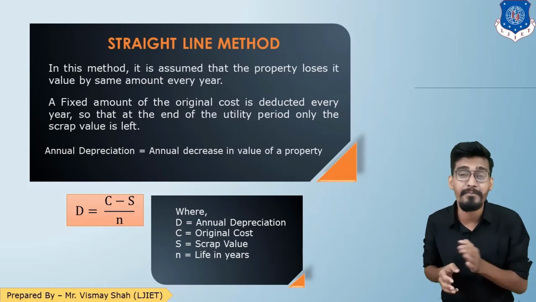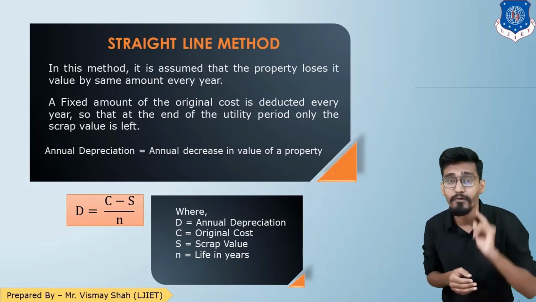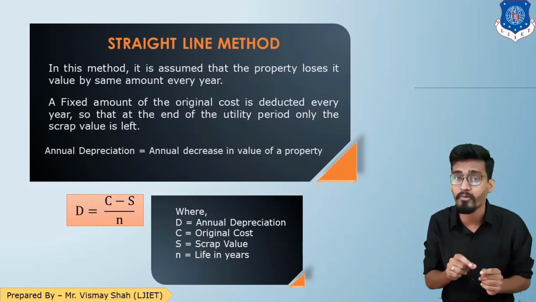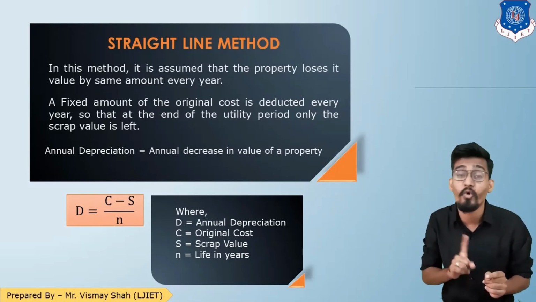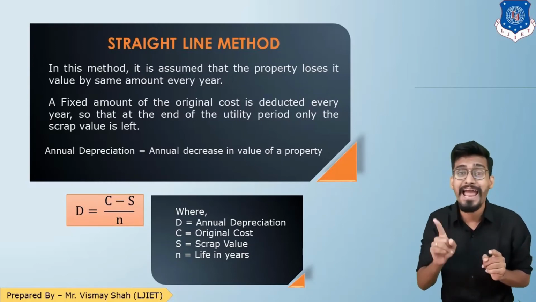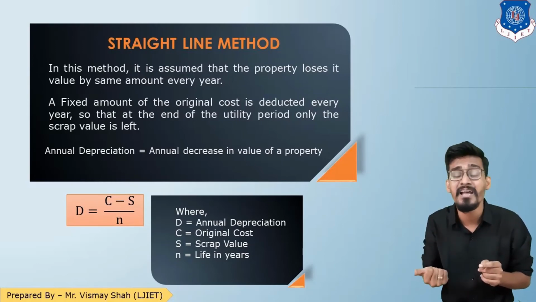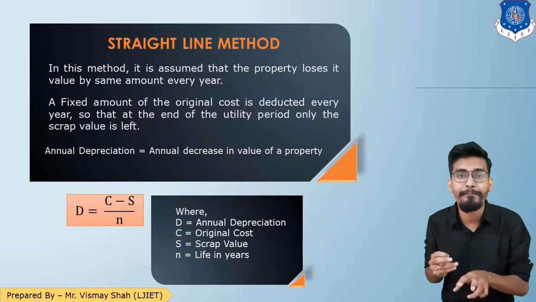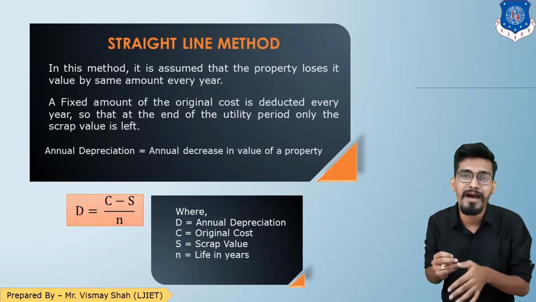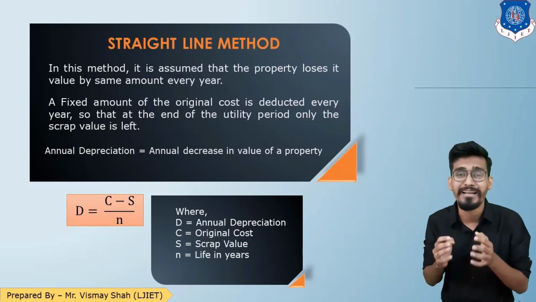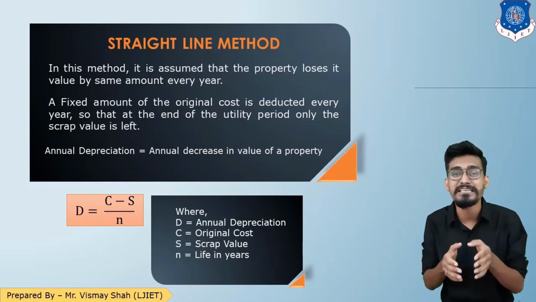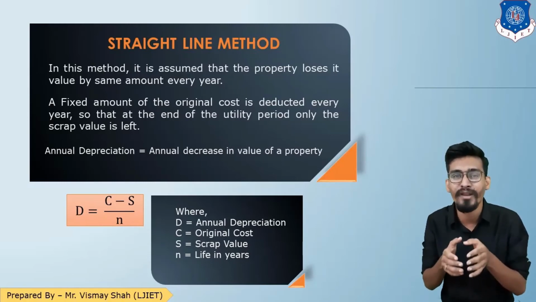So why have I done C minus S? I'm repeating the concept again. C was my original cost. Now the concept of the method is saying that I have to deduct a certain amount so that at the end of the useful life only scrap value should be left. So at the end, what value should I get? S, the scrap value. So C minus S is the total depreciation. But now I want depreciation every year, annual depreciation, so I have divided that value by N, the number of years. So I'll get the formula for the straight line method, which is D equals C minus S upon N.